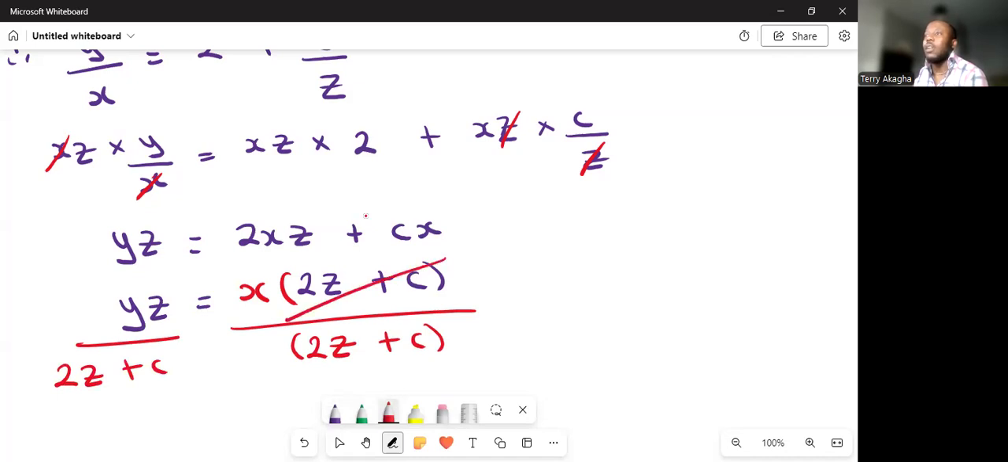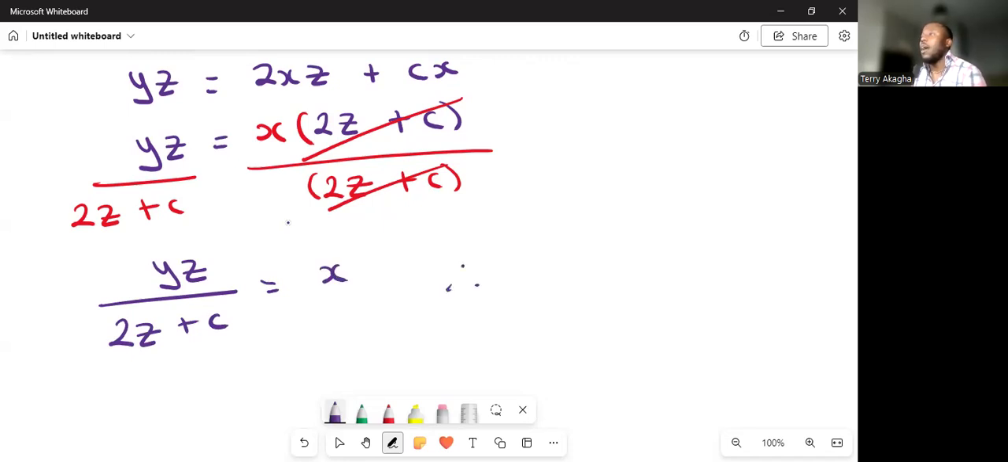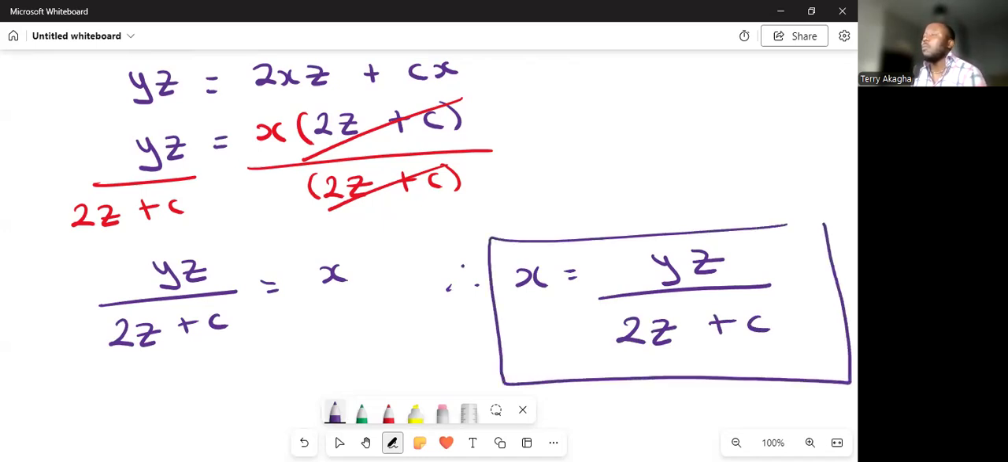So we cancel all that, and I'll then be left with YZ divided by 2Z plus C will be equal to X. Therefore, I can say X is going to be YZ divided by 2Z plus C. And that will be the answer for that.